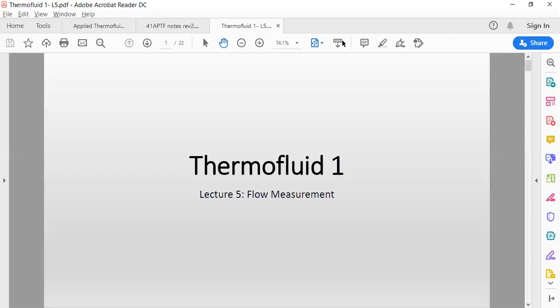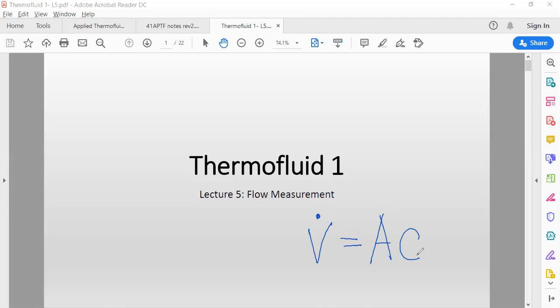Okay, so for this chapter, what we are going to do is understand how to measure the flow rate. So flow rate, what is the symbol? The symbol for flow rate is actually V dot. One of the fundamental formulas that we can use is AC. V dot is equal to AC. This is the formula for flow rate.